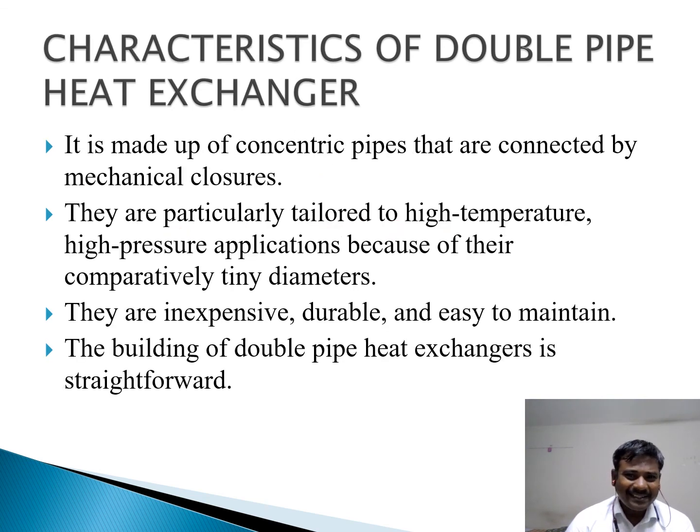And these are the characteristics of a double pipe heat exchanger. It is made up of concentric pipes that are connected by mechanical closures. They are particularly tailored to high temperature and high pressure. They are inexpensive, durable, and easy to maintain. And the building of a double pipe heat exchanger is straightforward.